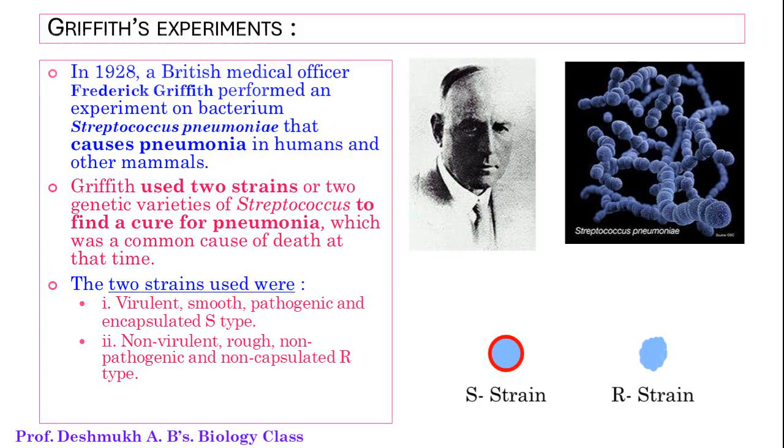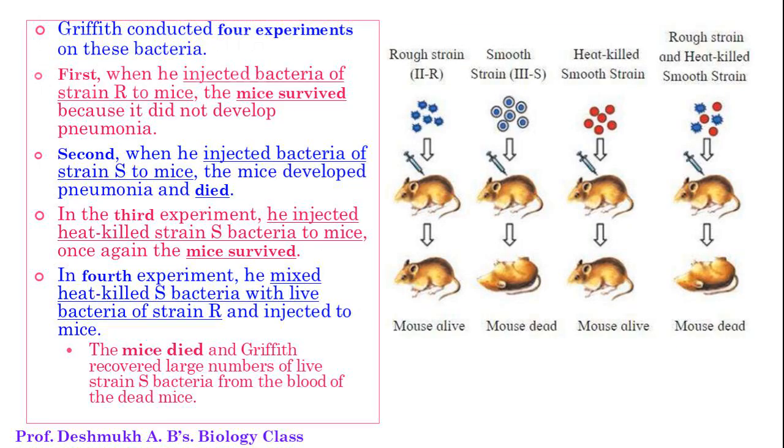In 1928, British medical officer Frederick Griffith conducted an experiment on the bacterium Streptococcus pneumoniae, which causes pneumonia in humans and other mammals. Griffith used two strains of Streptococcus to find a cure for pneumonia: a virulent, smooth, and encapsulated S-type, and a non-virulent, rough, non-encapsulated R-type. Griffith conducted four experiments on these bacteria.